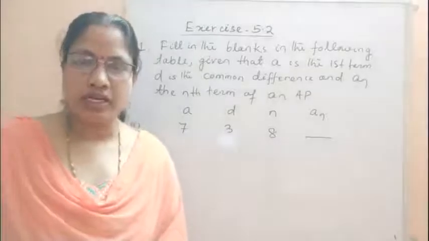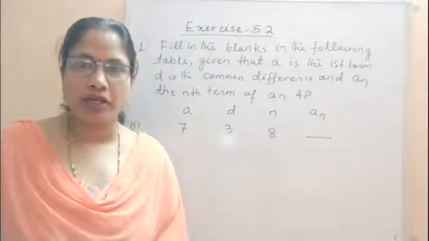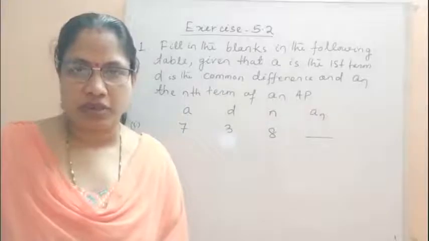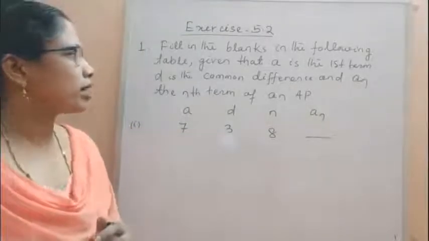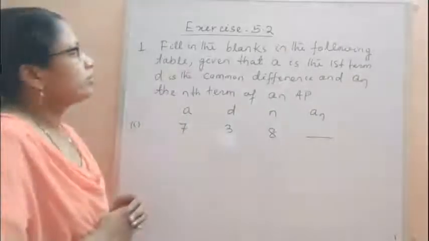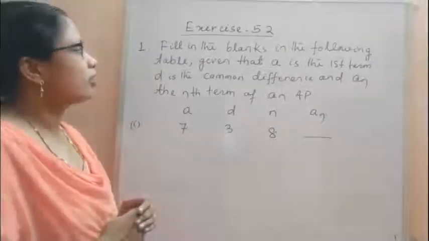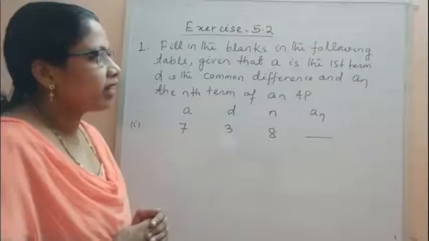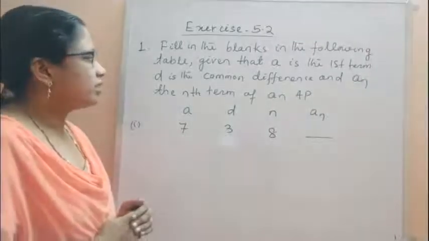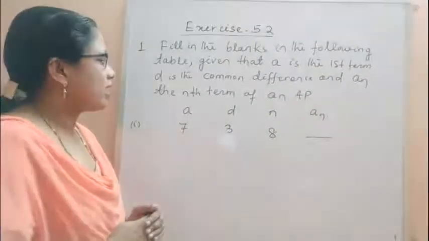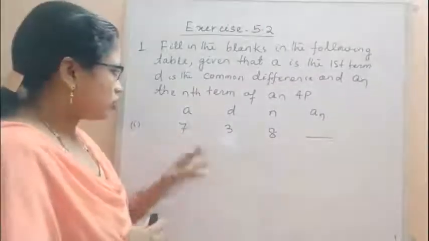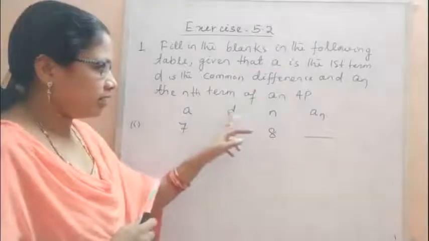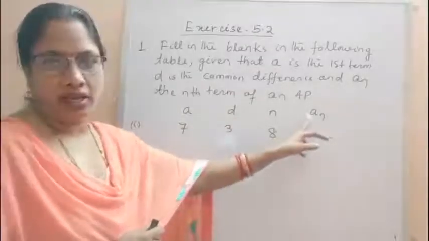Dear students, let us solve exercise 5.2 from the chapter Arithmetic Progression. So first, question number 1. The question is like this: fill in the blanks in the following table, given that a is the first term, d is the common difference, and an the nth term of an AP. So this is column a, d, n and an.